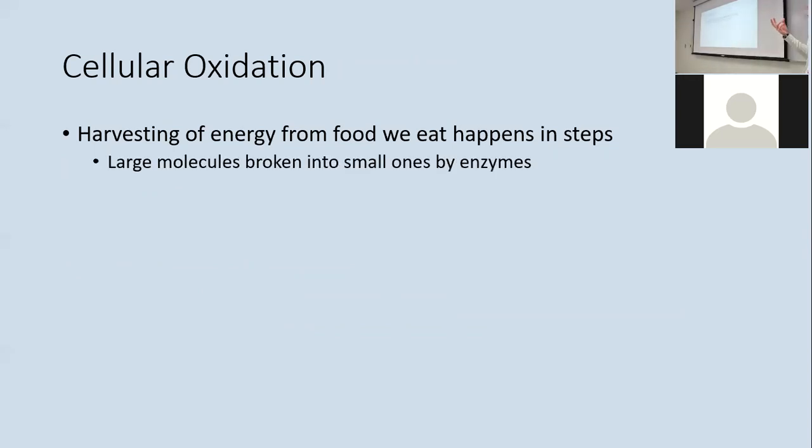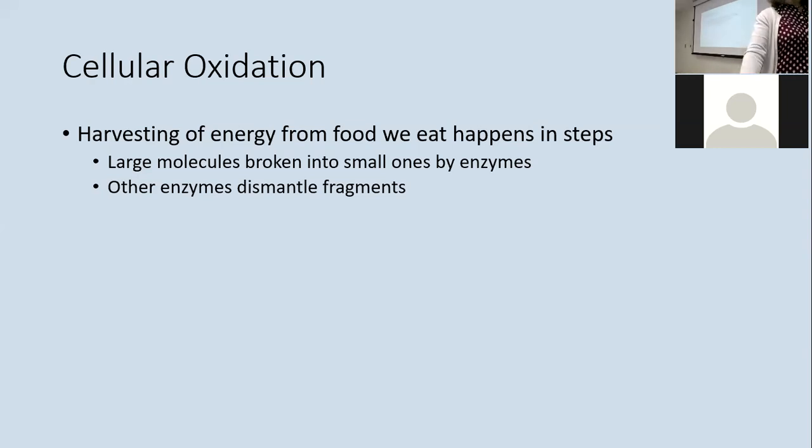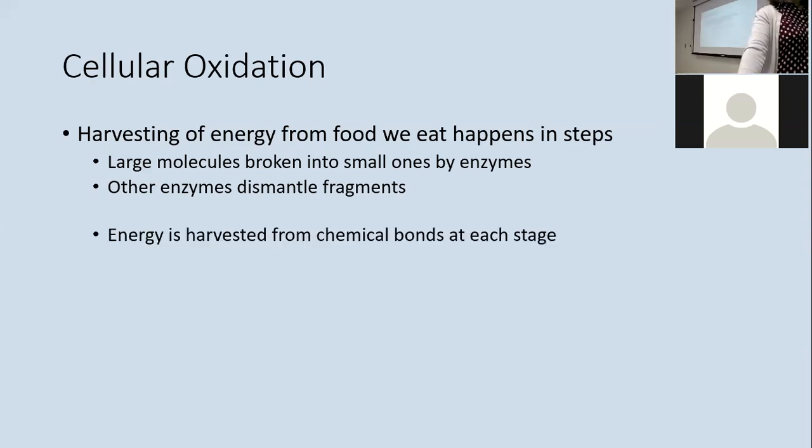From the time you start eating something, large molecules are broken into small ones by enzymes. Usually you've got enzymes helping with this in your stomach and elsewhere, right? Those fragments are dismantled and broken into smaller things until eventually your body has broken down whatever you've eaten to individual molecules of glucose, of lipids, of proteins, of whatever. And at every stage, especially once we get down to this kind of chemical level, every time we're breaking a bond, energy is harvested.